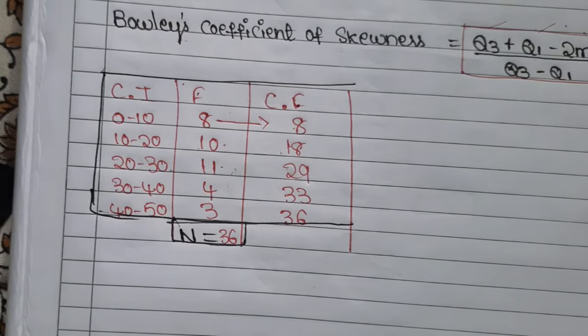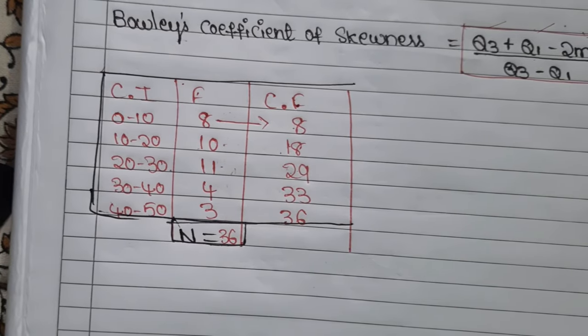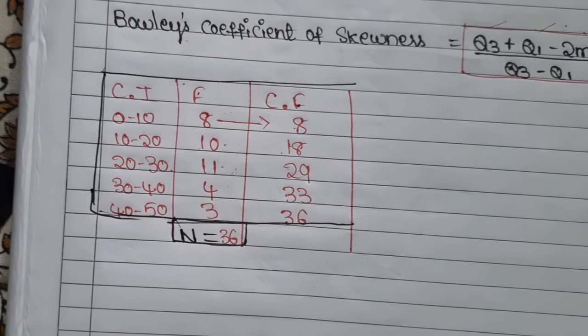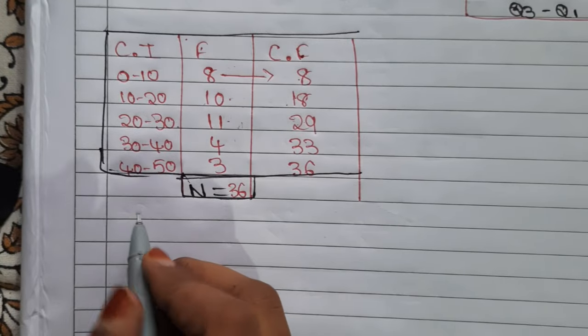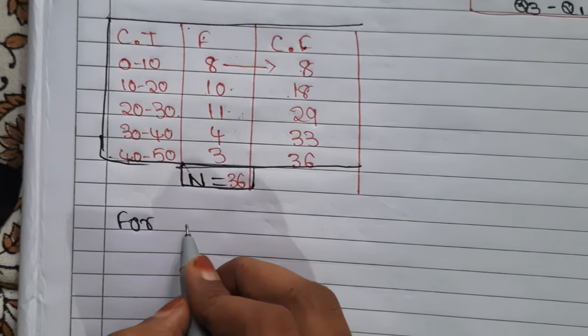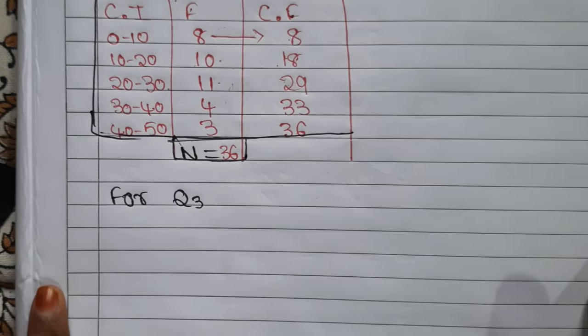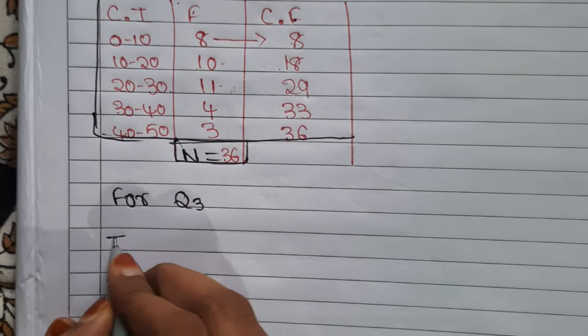After getting this, we need to find Q3, Q1 and median, as I said. So first we will go with Q3. Let us write like this. For Q3, you have to write it like this, clearly in your exam paper also. For Q3, after writing this, what do you have to write?